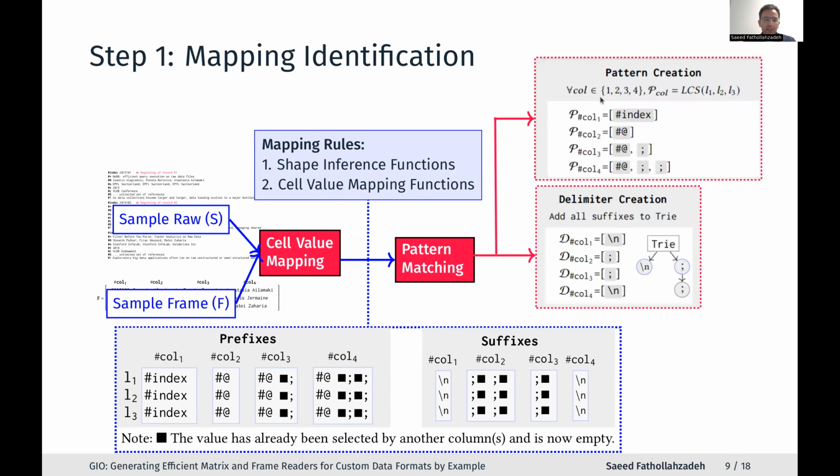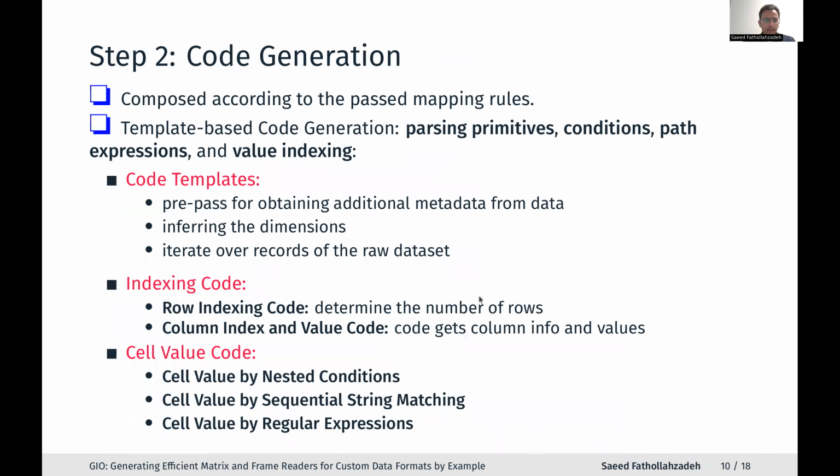Our pattern matching algorithm takes a list of strings and finds common subsequences as delimiter candidates by computing their character intersections. As a result, we can see the pattern and delimiter creation of our last step. The next step is code generation.